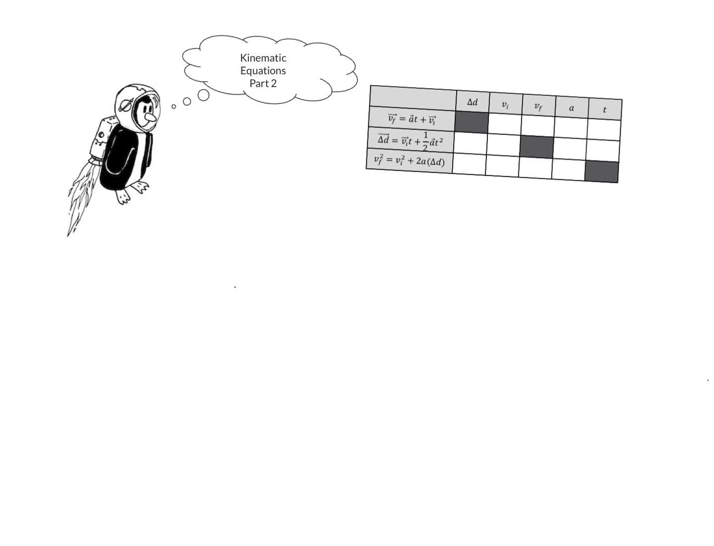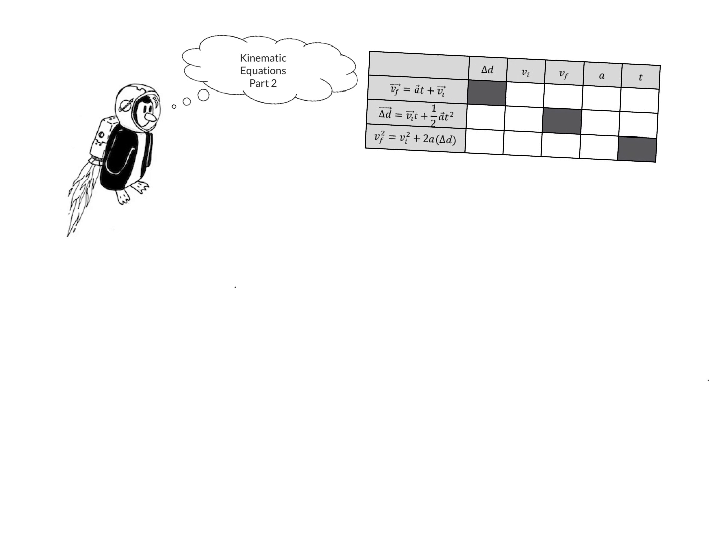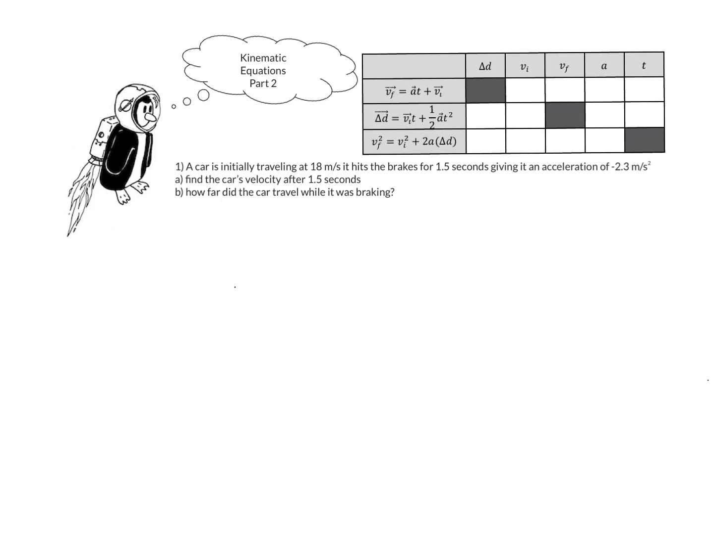To show you how to use the grid, I'm going to give you a couple example problems. Here we have a car initially traveling at 18 meters per second when it hits its brakes for 1.5 seconds. And it has an acceleration, we're told, of negative 2.3 meters per second squared. So we want to find the car's velocity after 1.5 seconds.